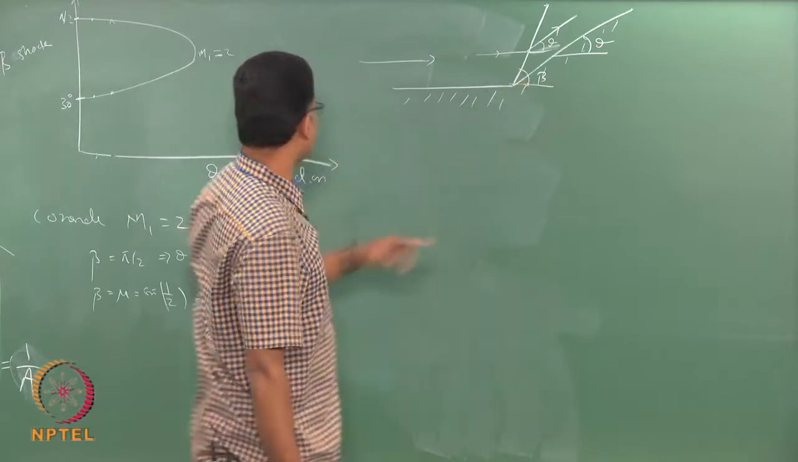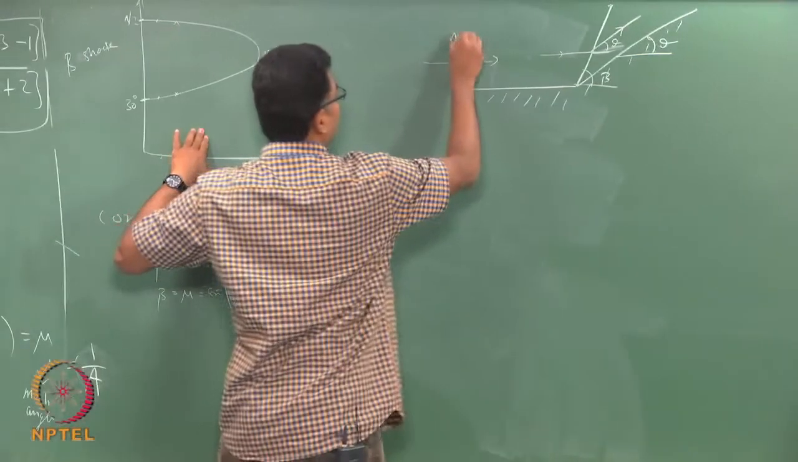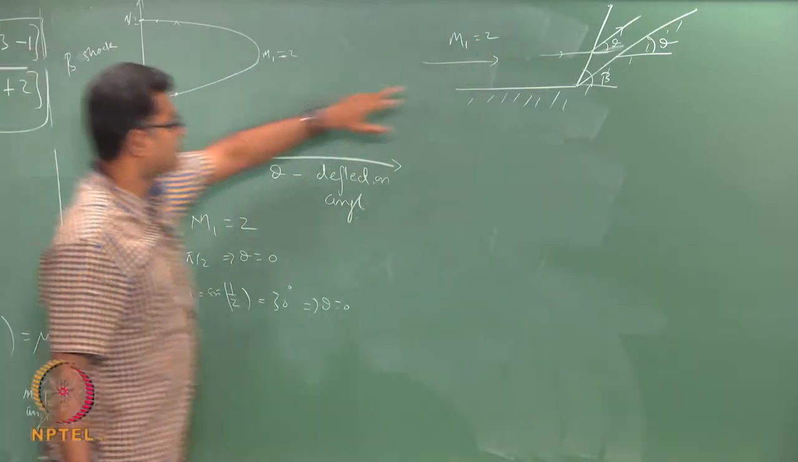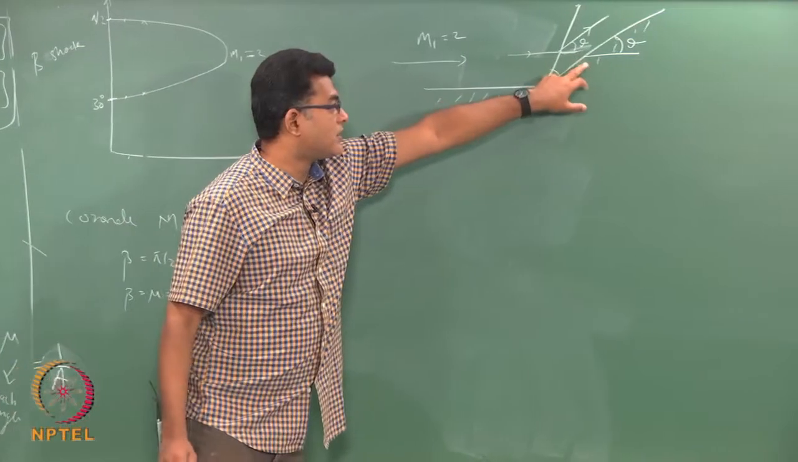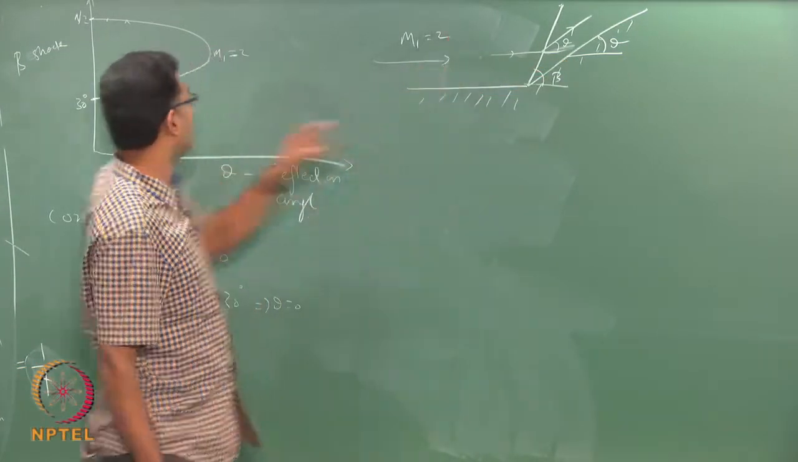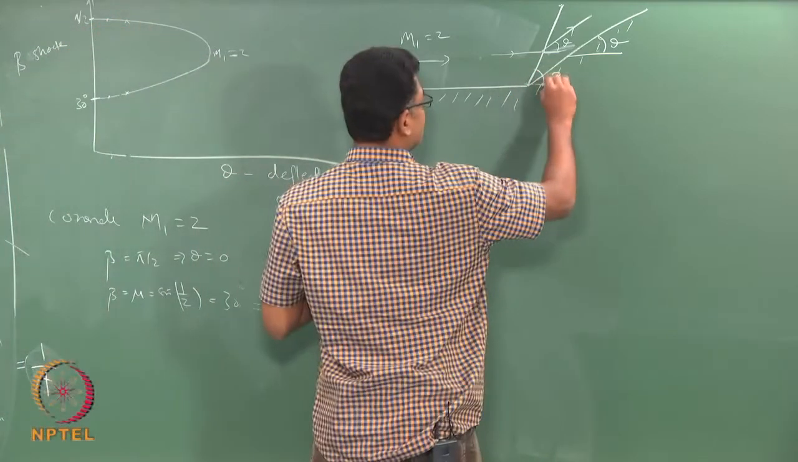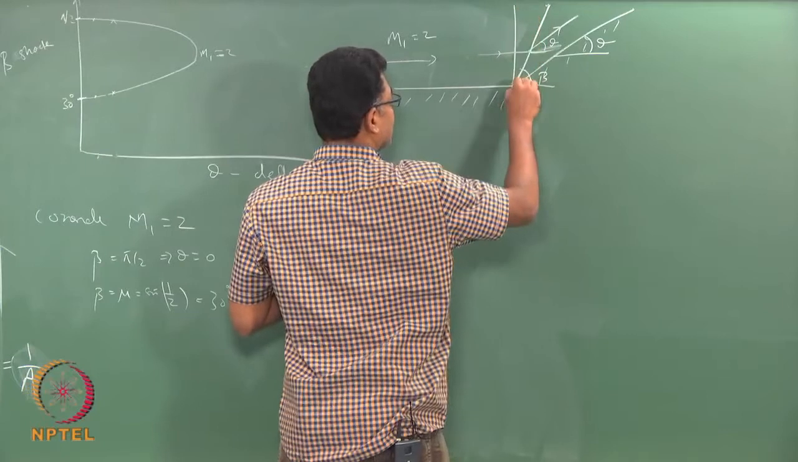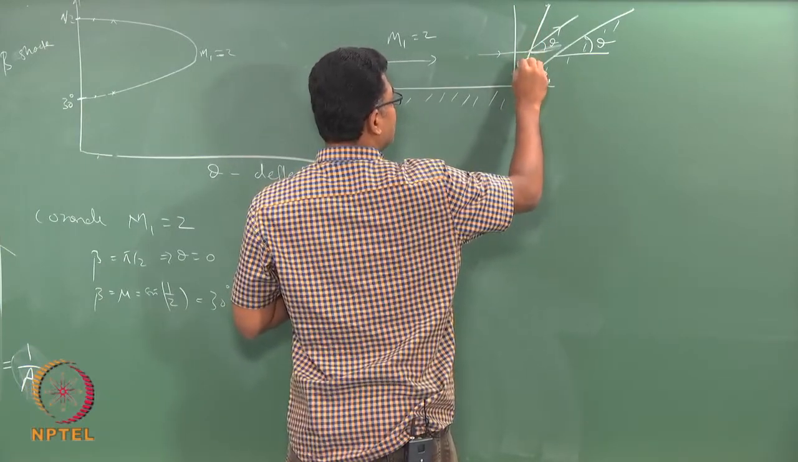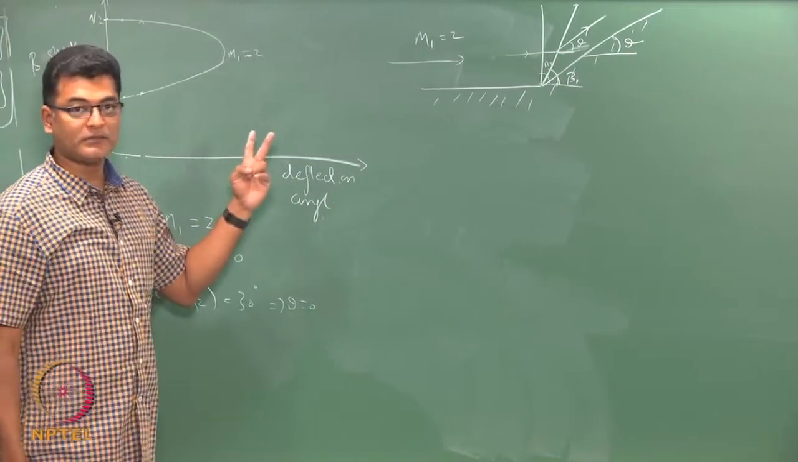Now, this theta can be one of these two, is what it says. So, for M1 equals 2, for this particular deflection angle theta, I can have 2 betas. Okay. It would be either this or this. So, it could be either this or another value here. So, if I call this beta 1, this could be beta 2. Okay. So, there would be 2 shock angles possible.